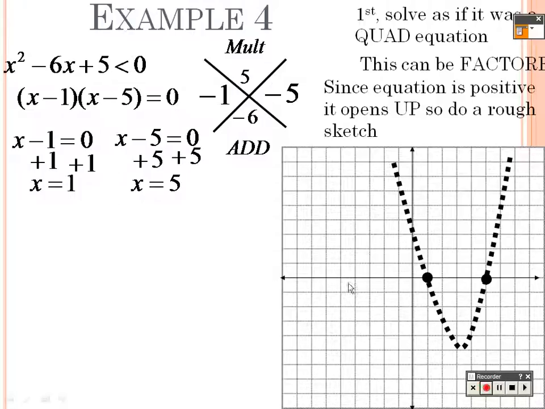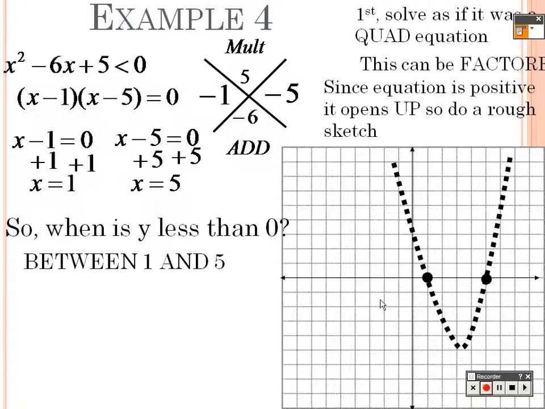Well, this line right here, this line on the axis stands for 0. So where is it less than 0? Well, it's less than 0 down here, right? All this is less than 0. That's where the graph is less than 0. This is above 0. This is above 0. This is all below 0. So it's below 0 in between 1 and 5.